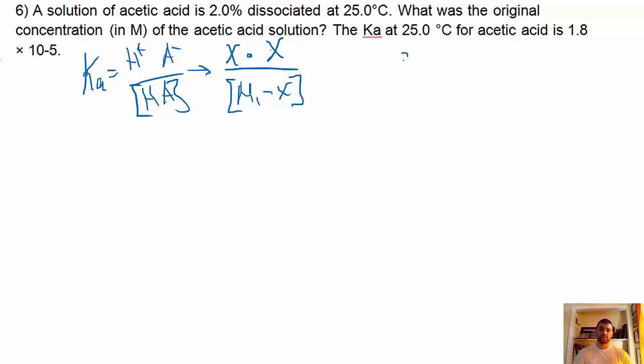So what's the formula for percent? Well, the percent is going to equal just the part over the whole, right? So the part that we got, we don't know how much H plus we actually have, so let's just call that X again, all over, well, how much X is the percent, right? No, let me just.